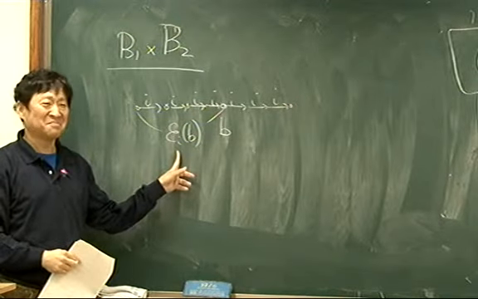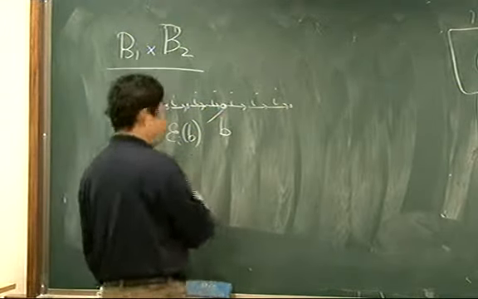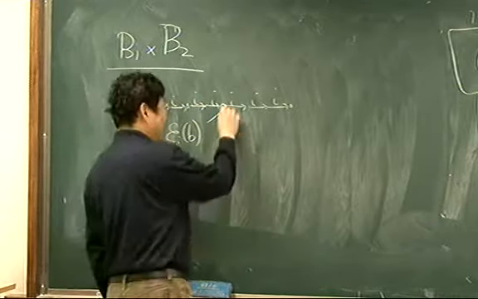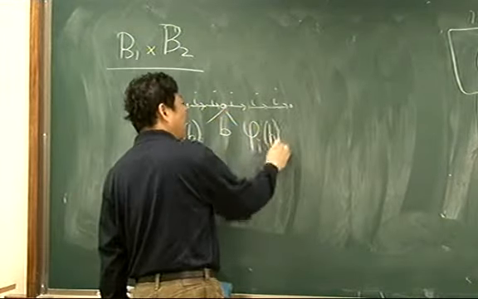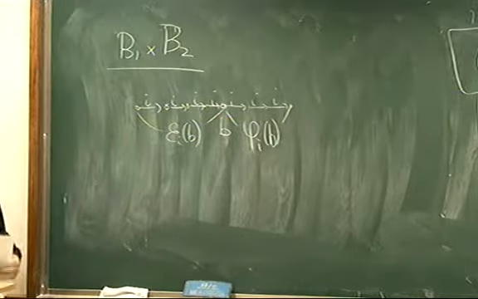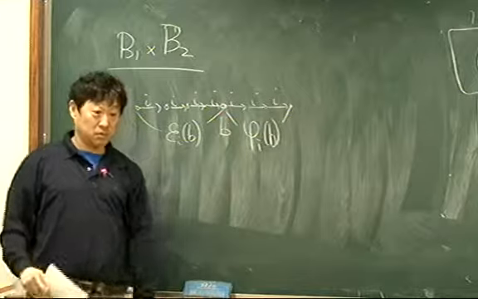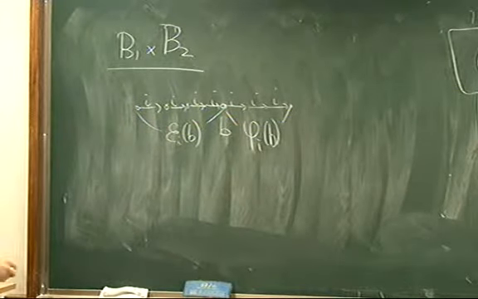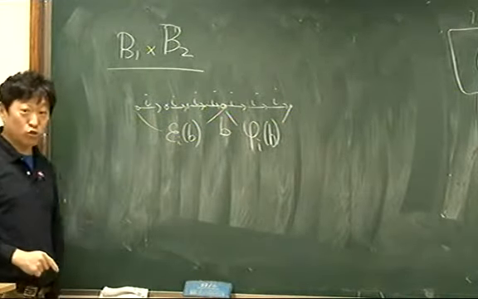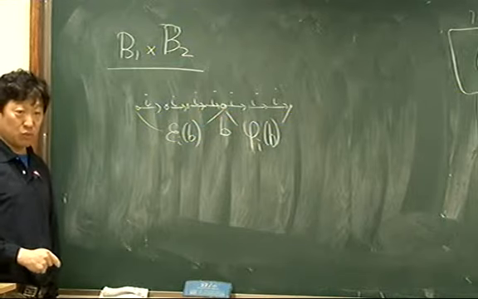Sorry, this is phi_i(B). The number of i arrows going out of B is denoted by phi_i(B). We can say the number of arrows coming to B and the number of arrows coming out of B. And then, how do we define the arrow structure on B1 cross B2?